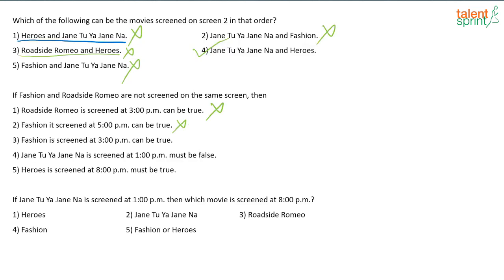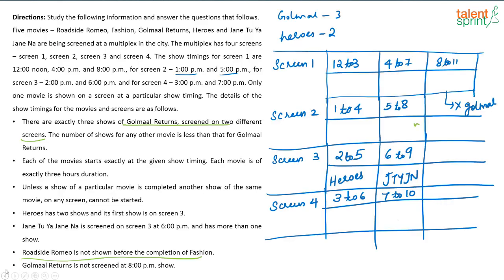Third one, Fashion is screened at 3 p.m. So let us try if Fashion can be screened at 3 p.m. Where is 3 p.m? Here. So if this is Fashion, where should Roadside Romeo be? After this. Now, in this case, which can be your Golmaal Returns? This G, G and G. Now in this case, Heroes is here, so Heroes can be here.